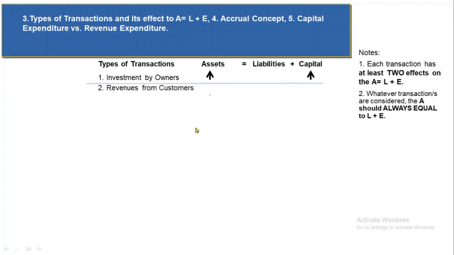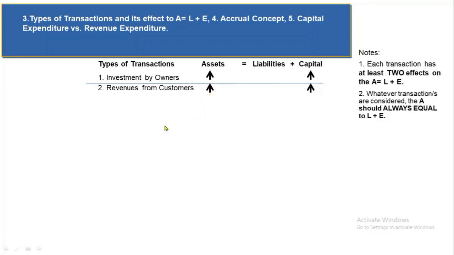Another is we have revenues from customers. If we receive revenues, not only the capital account will increase, but our assets will also be added. Example is, we increase our cash if the customers avail for our services or our products. But take note of this. Even if the customers do not pay yet, so long as the services or products have already been delivered, we still increase our capital because of revenues, and we increase the assets not by way of cash but by receivables.